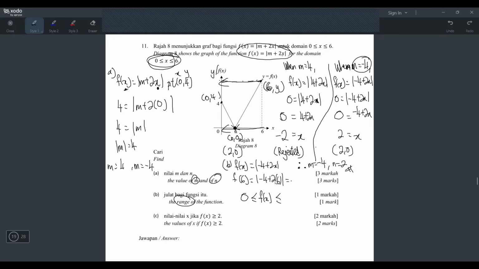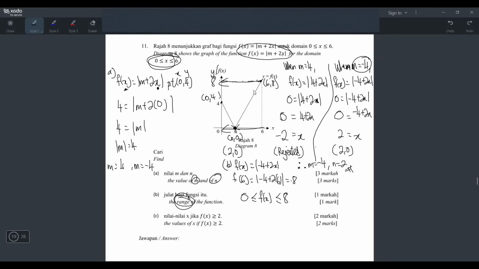Okay, 2 times 6 is 12. 12 minus 4 is 8. Modulus 8 is 8. It means the y here is 8, so this point is (6, 8). The range will be 0 until 8. That's the answer. So remember, range means from the lowest to the highest.